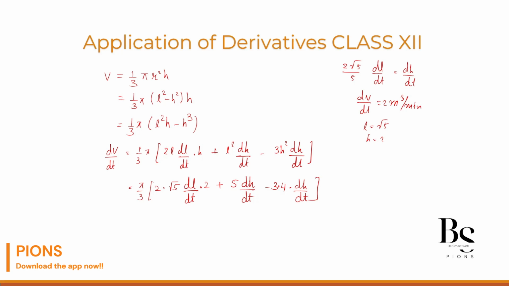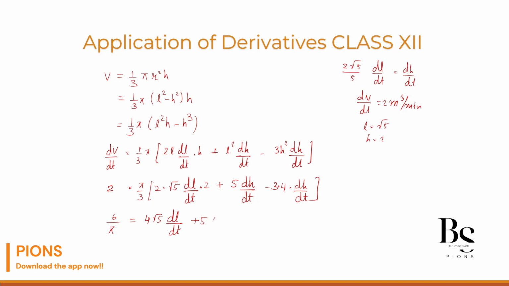And what is dV by dt on the left hand side? Wait a minute, did I make a mistake? No, I have kept dH by dt only. Correct. Now, what is dV by dt? 2. Correct? Now, let me take this 3 on the other side. 3 times 2, 6 by pi, will be equal to 4 root 5 dl by dt. Correct? I took this 3 and pi on the left hand side and I opened the bracket: dl by dt plus 5 dH by dt.